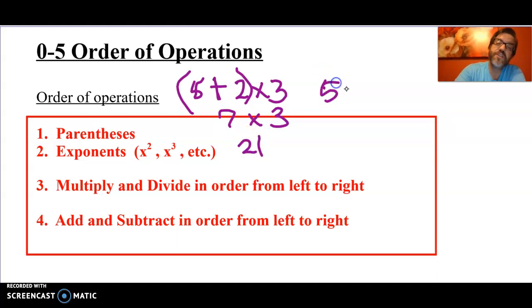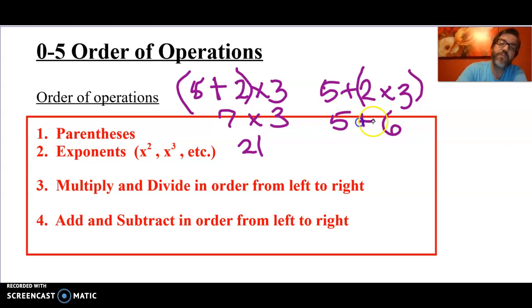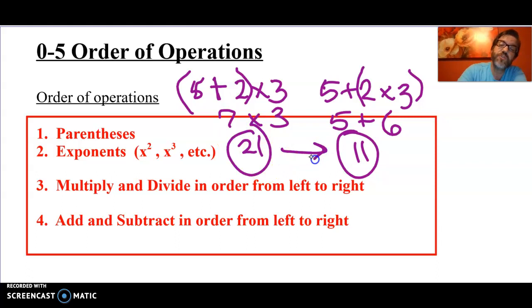Now I'm going to take the same problem, 5 plus 2 times 3. But what if instead of going left to right, I did the multiplying first? And I did 2 times 3, which is 6. Then I would have 5 plus 6, which gives me an answer of 11. As you can see, we do not get the same answer both ways.